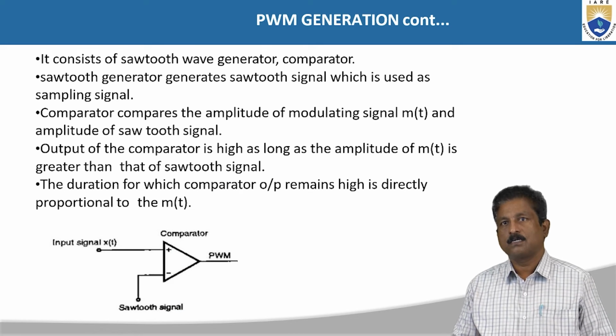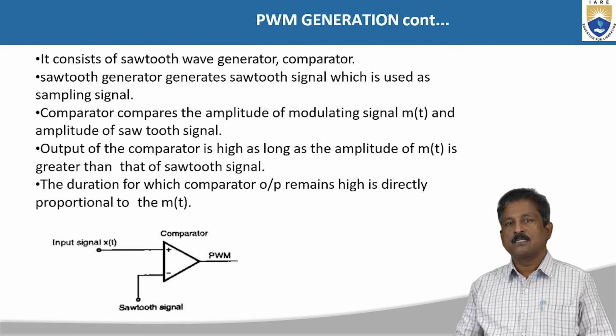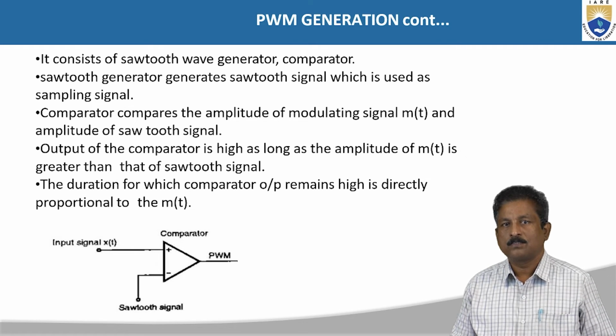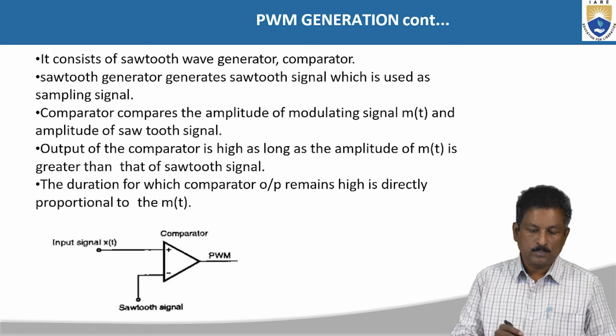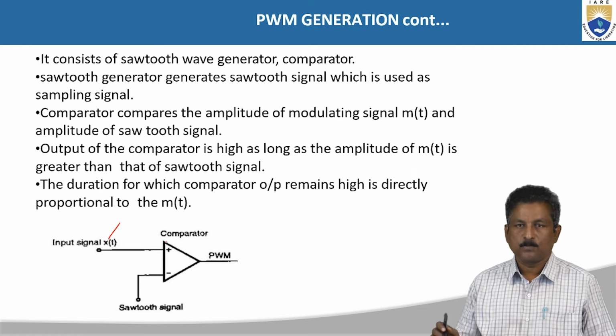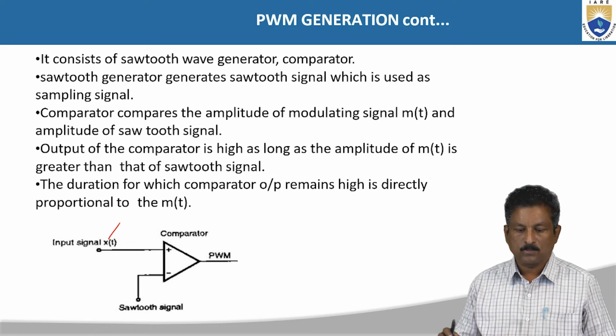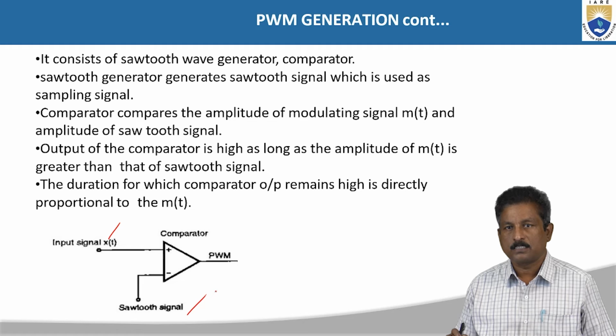So here is the generation technique. There is a simple technique for generation of the PWM. Here you can see the diagram. The first one is the input signal, which is our modulating signal indicated by x of t, and a sawtooth is another signal. The sawtooth signal is given to the other side.